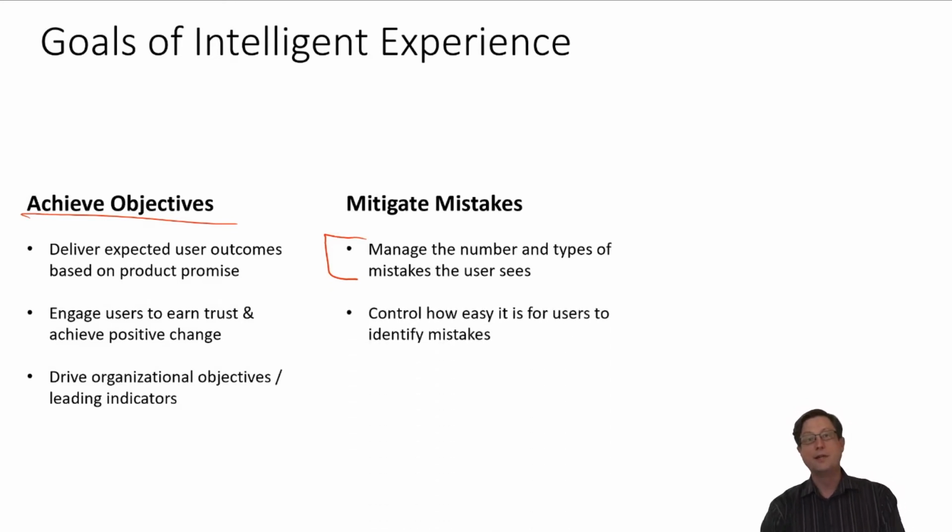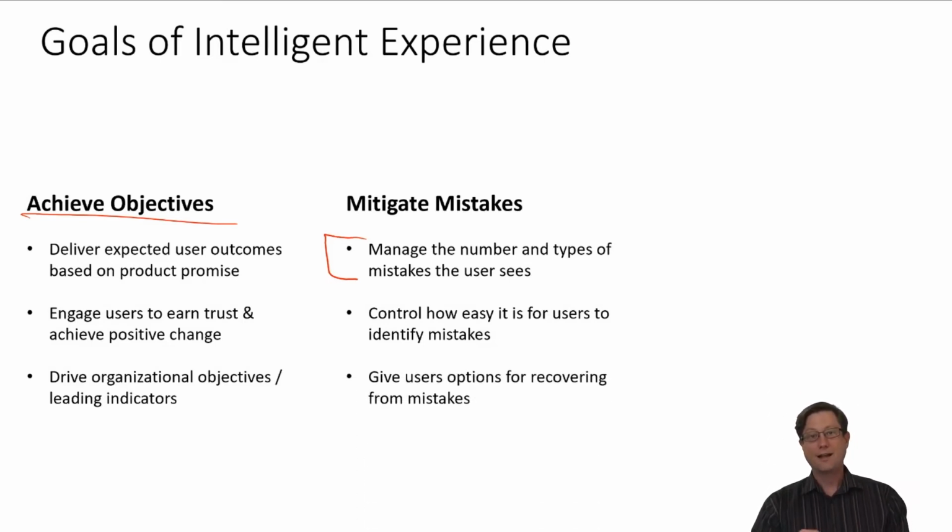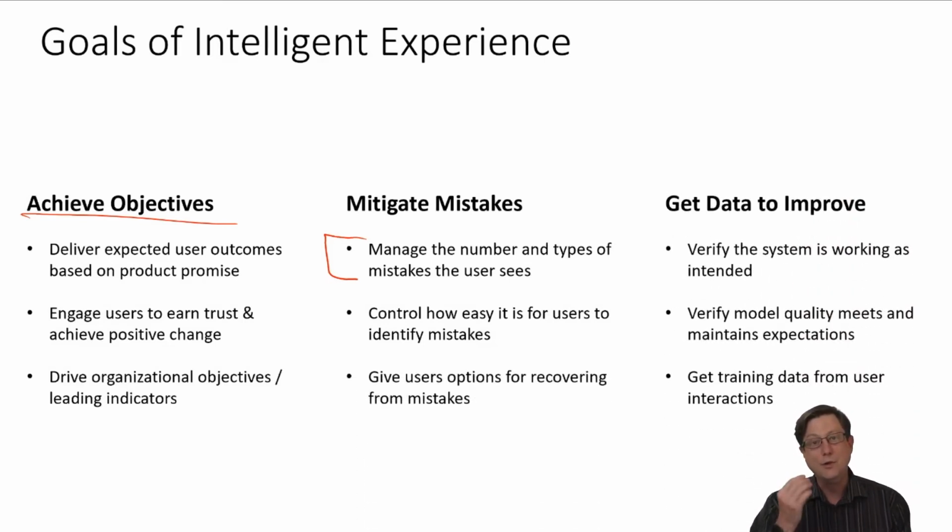Another thing you can do is control how easy it is to empower the user, so that when they make a mistake, they can, number one, notice it, and that's not too irritating, and it's pretty clear and easy what they could do to correct or recover from the mistake. And the third category of things is you've got to get data to improve the system.